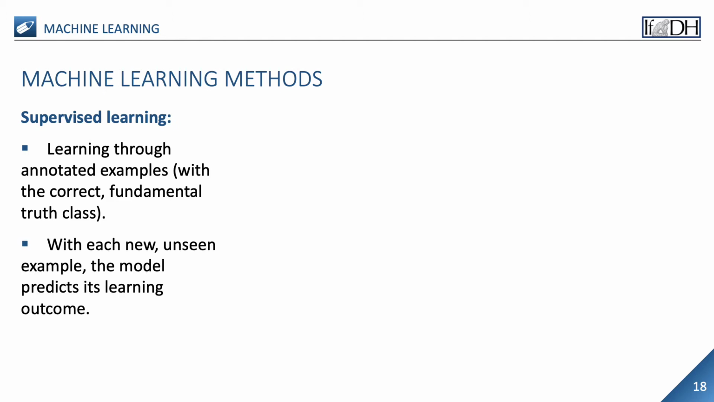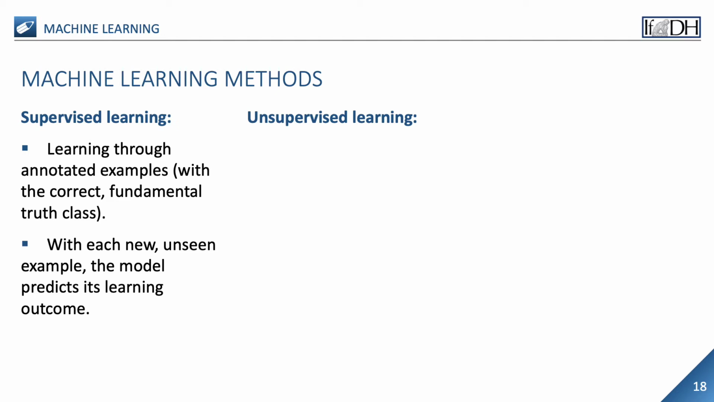For example, if we want to build a machine learning model to detect whether a certain type of vessel is mapped, we need to train the model with a set of annotated examples. Given a new unseen example, the model predicts its outcome, for example 1 if a vessel is mapped, or 0 otherwise.